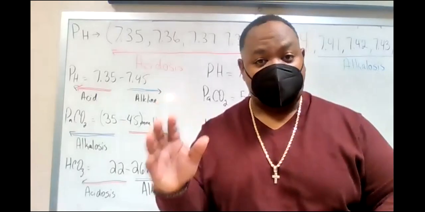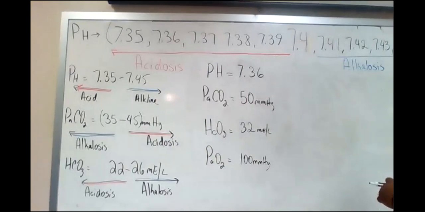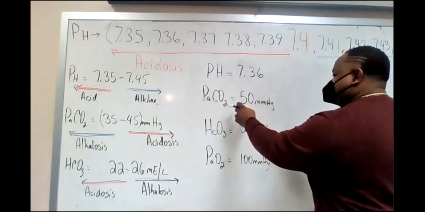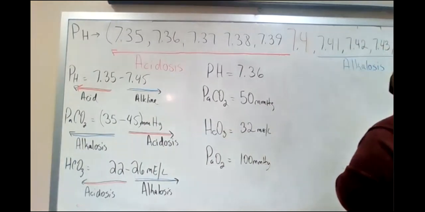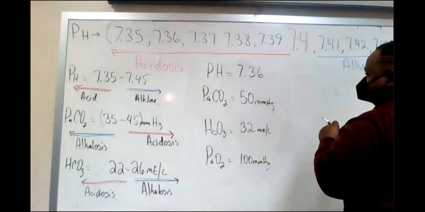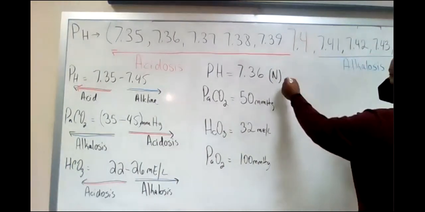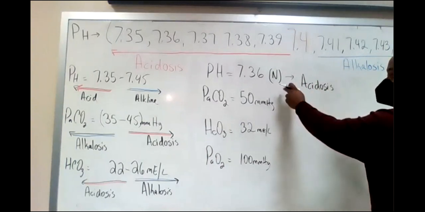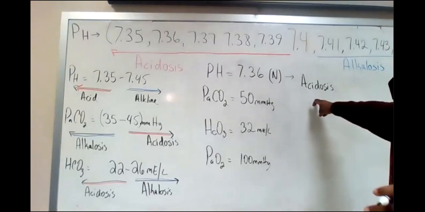All right, now we're going to talk about compensation and partial compensation. Here it is. A pH of 7.36, a CO2 of 50, and a bicarb of 32. All right. If I look at pH, what is pH doing? Okay. Normal. It's normal, but leaning which way? Acidosis. There you go. It's normal. We'll put that in there. We know it's in normal range, but it's still leaning acidosis.